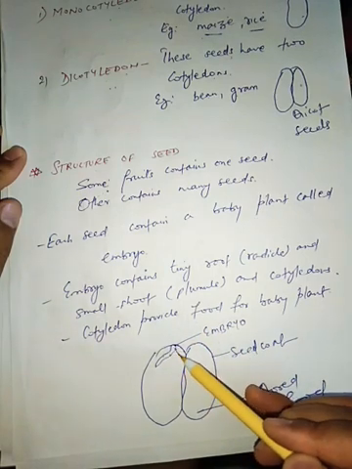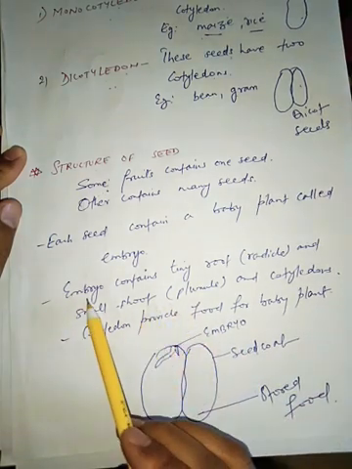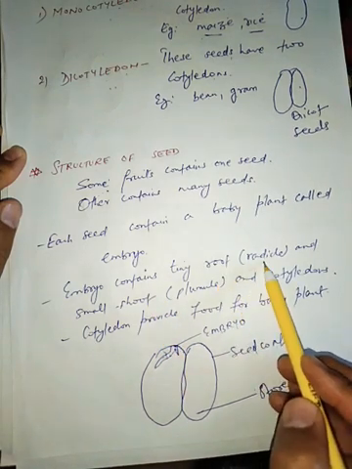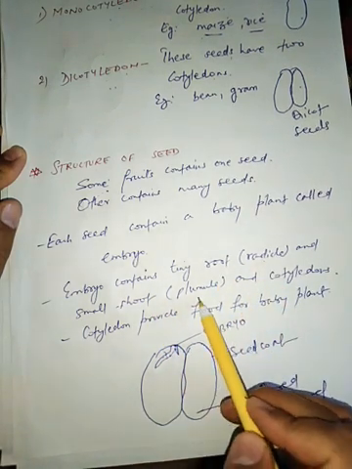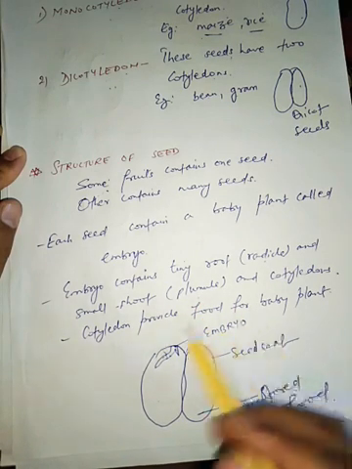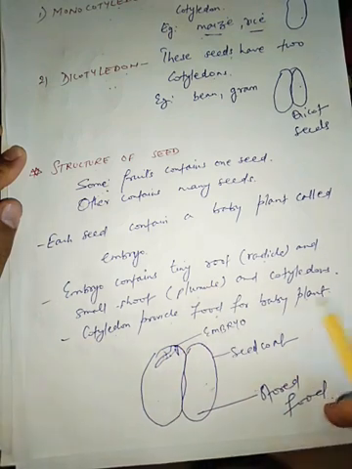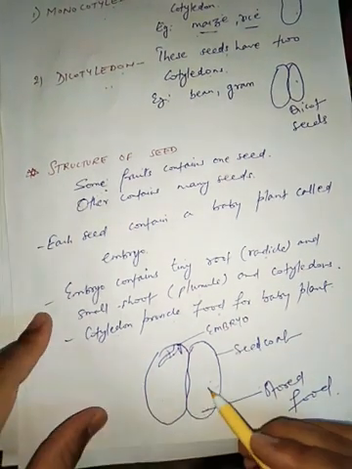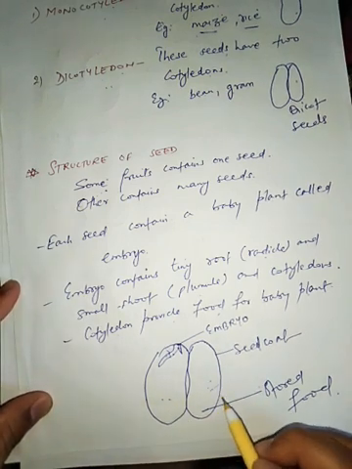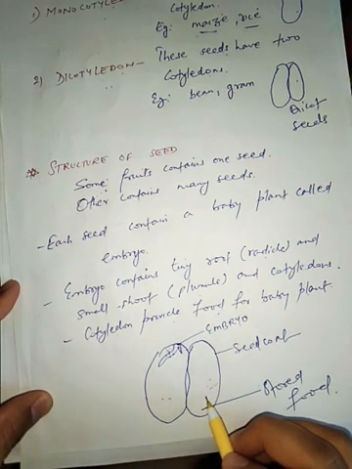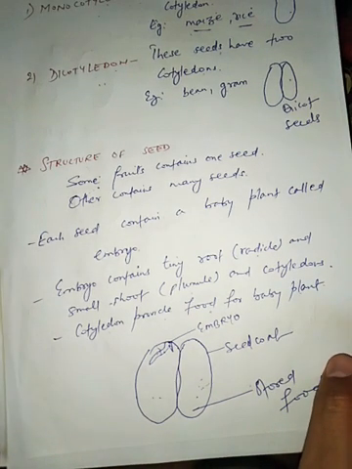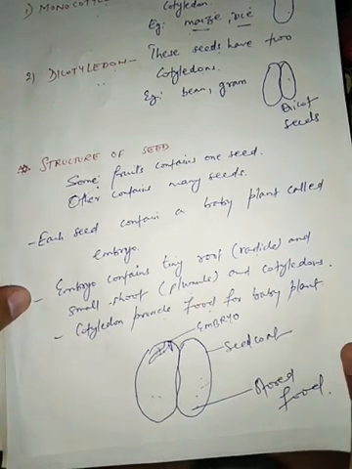This one. Embryo contains a tiny root that is radicle, a small shoot that is plumule, and cotyledons. These are the cotyledons. Cotyledons provide food for the baby plant. Now see, these are the cotyledons. These cotyledons store food and provide food to the baby plant. So this is the structure of the seed.